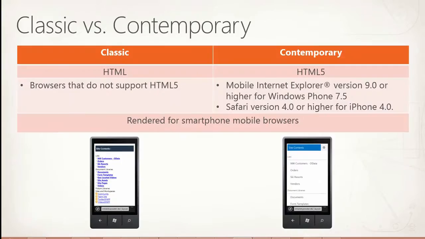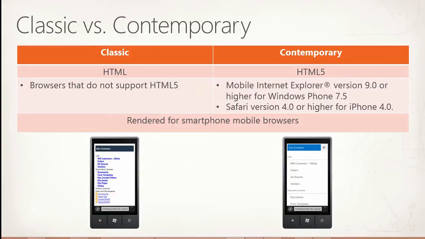Now, this is a really good slide you can use for reference going forward. It really breaks down the differences between classic and contemporary view. As you can see in the bottom line in the table above, both the classic and the contemporary views are rendered for smartphone mobile browsers. The classic view works for browsers that don't support HTML5, but they do support an HTML web browser.